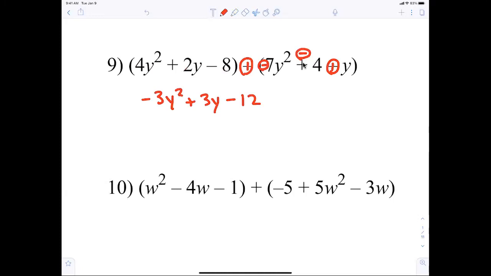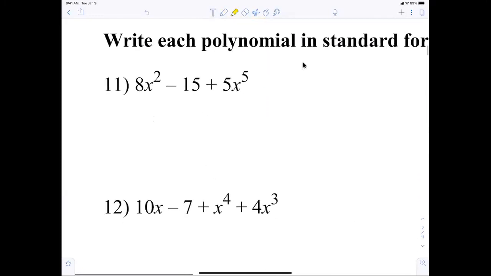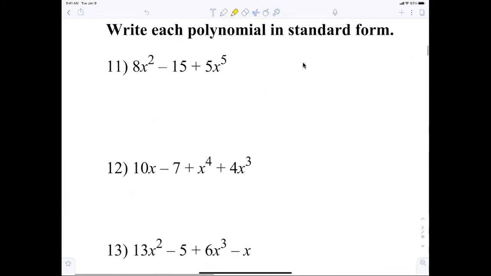Well, remember, we call this standard form, right? Standard form means largest exponent to the smallest exponent, constants at the end. You with me on this? Yeah. All right, here we go. This is: write each polynomial in standard form. So again, this would just be 5x to the 5th plus 8x squared minus 15.